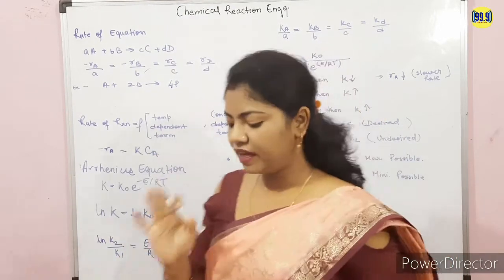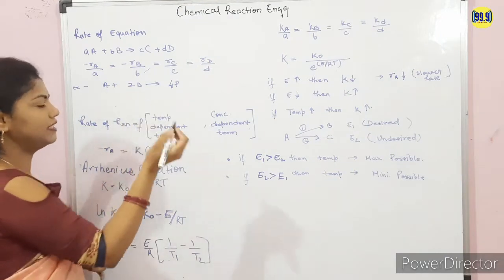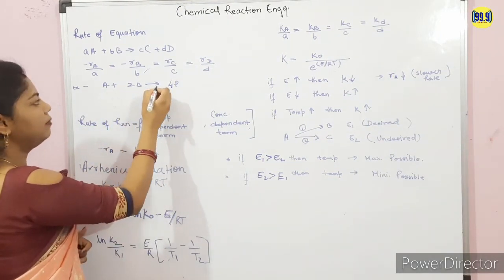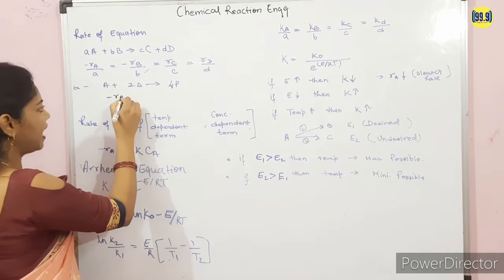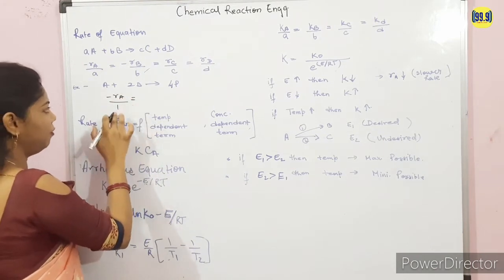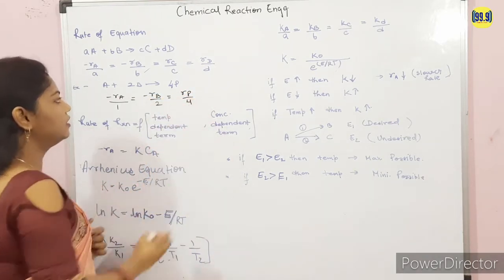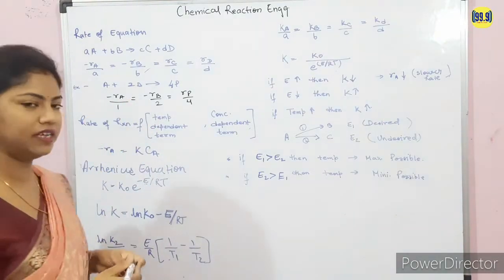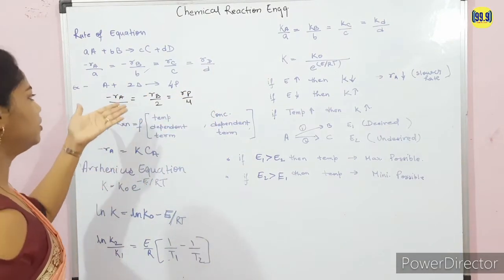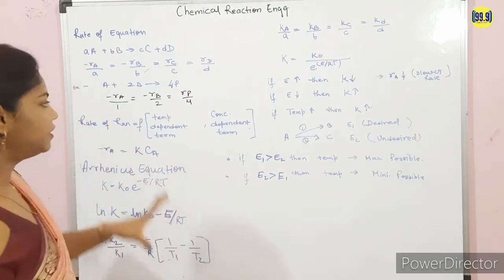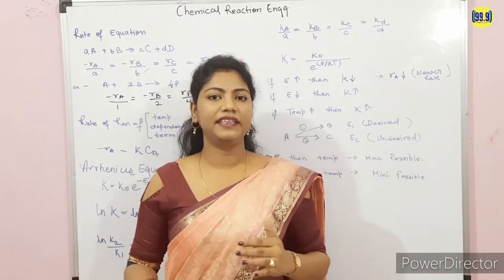Similarly, let's solve one very simple example: A plus 2B gives 4P. In that case, the relation between the stoichiometric coefficients and the rate of reaction will be: minus rA upon 1, equal to minus rB upon 2, equal to rP upon 4. We take the negative sign for the reactants and the positive sign for the product, and we simply divide the rate of reaction by the stoichiometric coefficient. This is how we write the rate of reaction in terms of the stoichiometric coefficients.